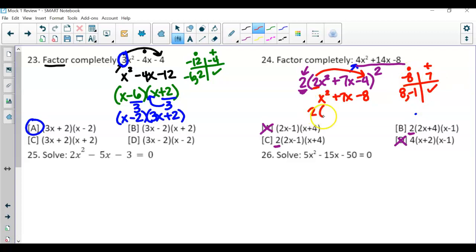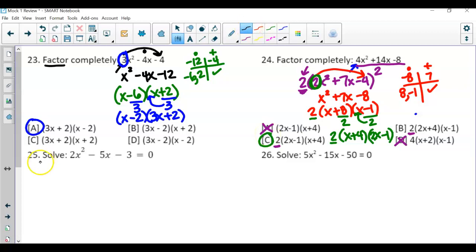So here I've got 2 times x plus 8 times x minus 1. But again, remember, whatever you multiply by for bottoms up, so with that 2, we now need to divide by 2. So here I've got 2 times, right? Keep that 2, that GCF. x plus 4 times bottoms up, 2x minus 1. So that's why here, watching your signs, right? The answer is C.